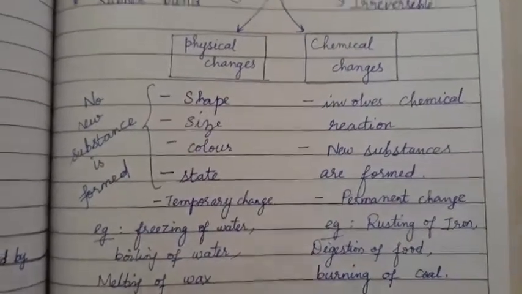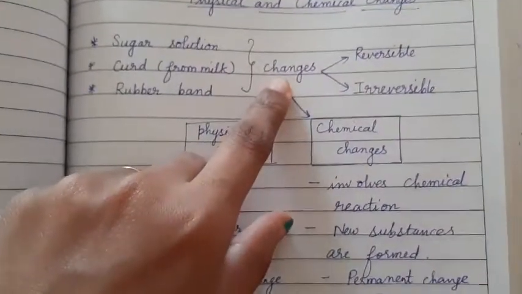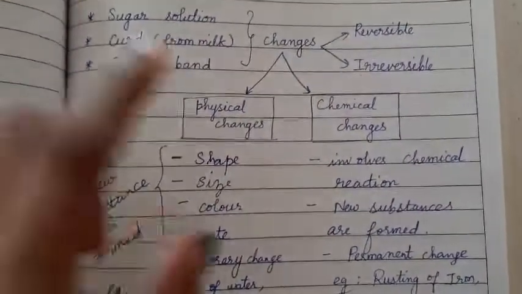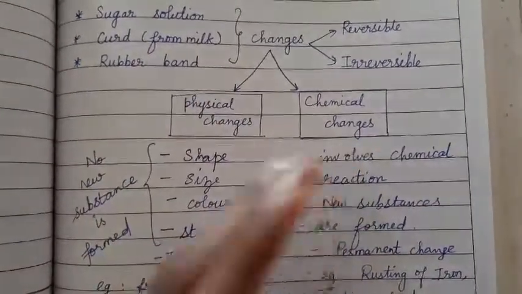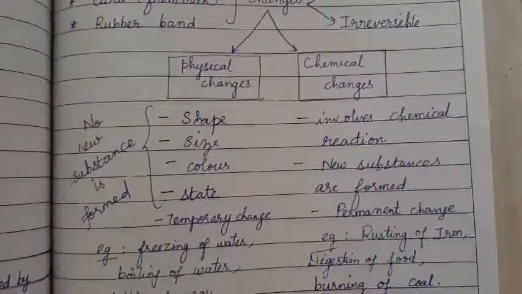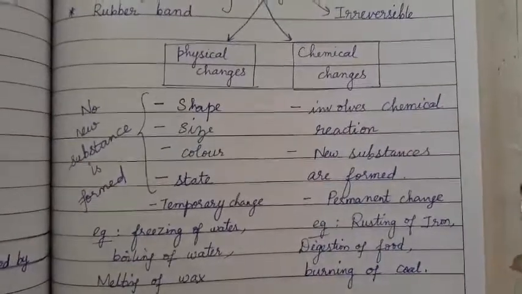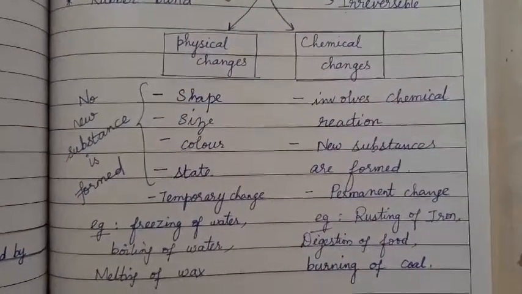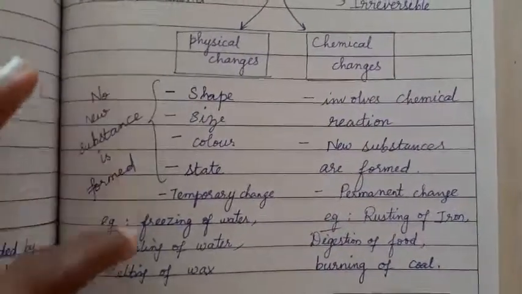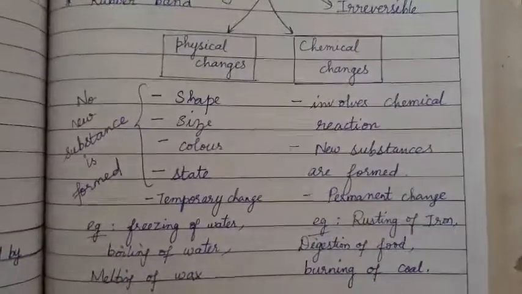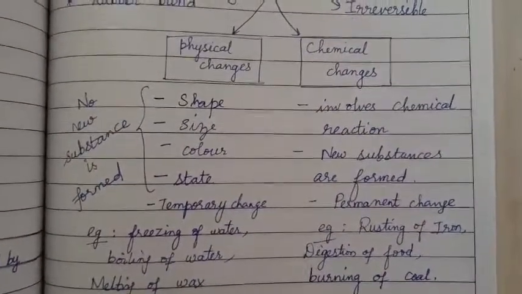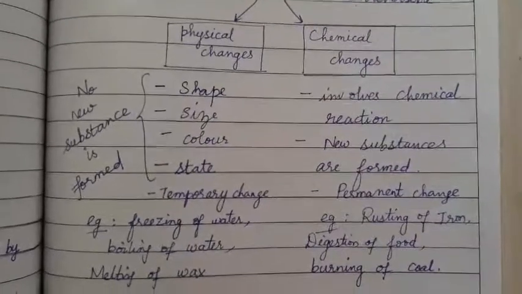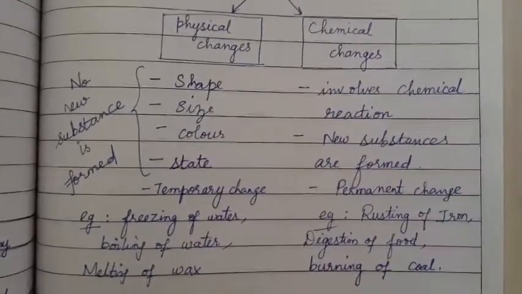Understood, children? Today we saw what a change is, what the physical and chemical changes are, the differentiation, and how to identify whether a change that happened in a substance is physical or chemical. By keeping these points in mind, we have to identify. The rest we can continue in the next class, children. If you have any doubt, call me. Thank you, children.